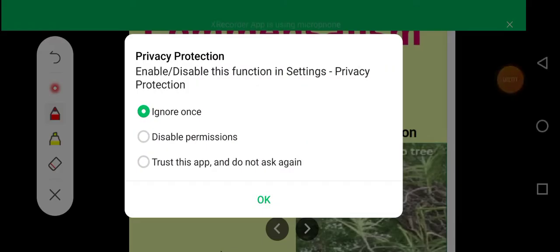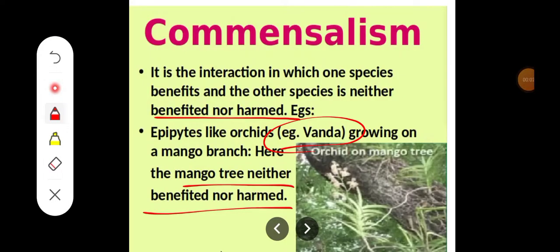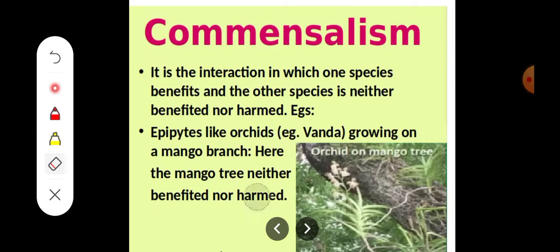Okay, children, now let us move on to the next part. It is commensalism. So, what is this commensalism? It is an interaction in which one species is benefited, and the other species is neither benefited nor harmed. Right? We saw in commensalism one was a positive symbol and the other one was zero, which was neutral. So one species is benefited, and the other species is not harmed.